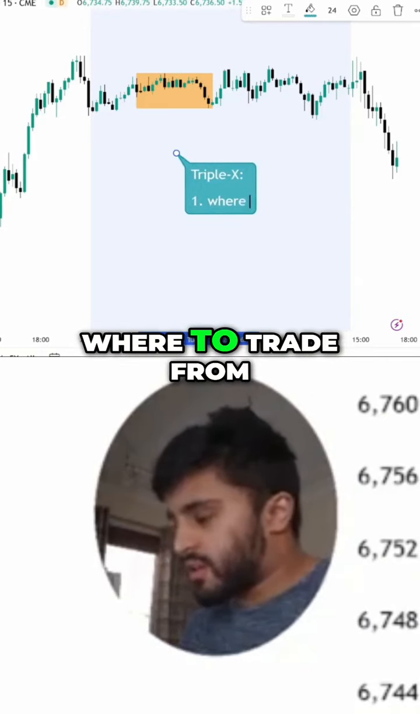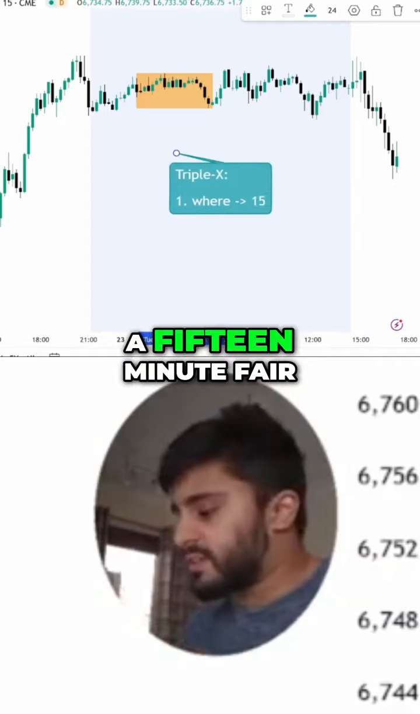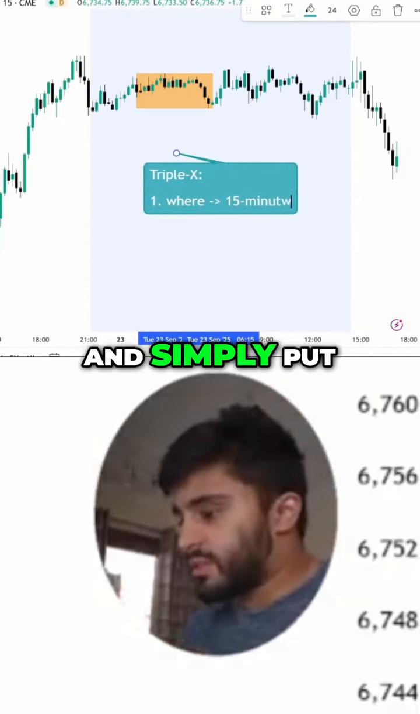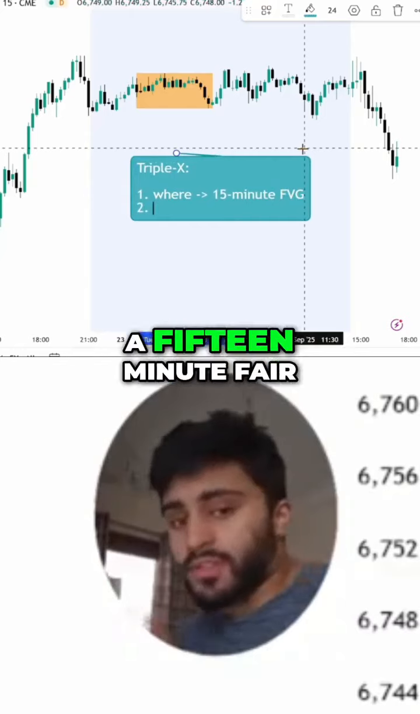We want to know where to trade from, so we need to have our key levels in place. A key level is basically a 15-minute fair value gap. Simply put, we're looking for a 15-minute fair value gap. That's all you're looking for, a 15-minute fair value gap.